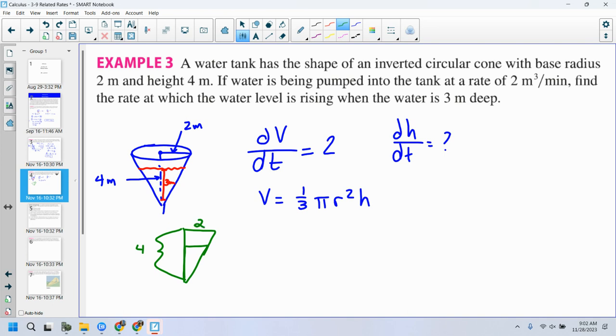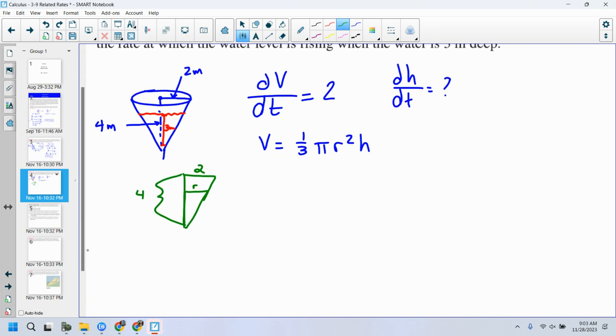And then I want to know how much this is. What's my radius there? I know that this is at 3. But if I can use this 2 and the 4, watch here. If these are similar triangles, I know 4 to 2 is the same thing as H to R. Right? 4 over 2 is the same thing as H over R.